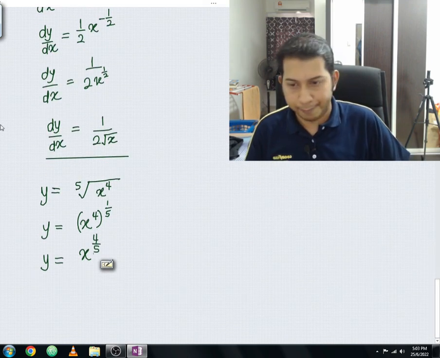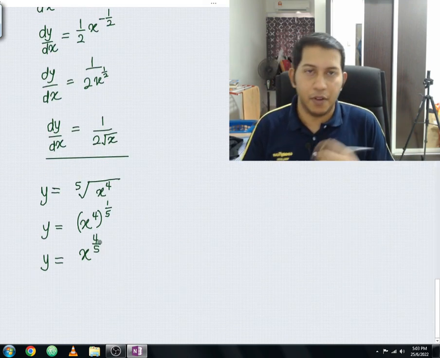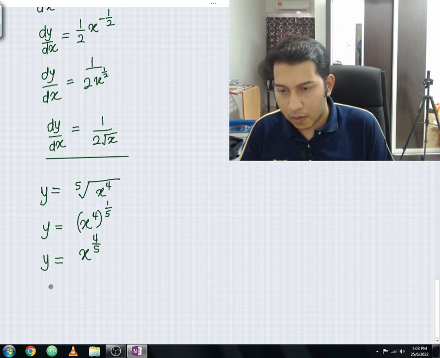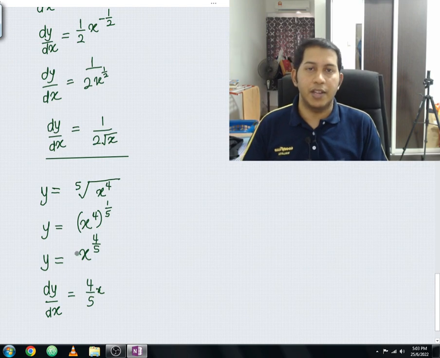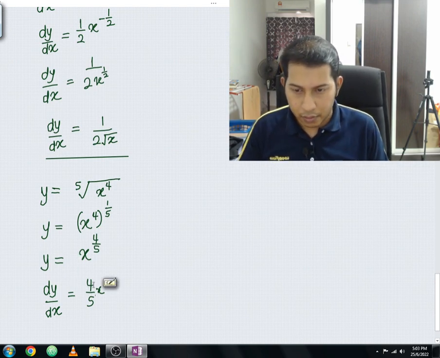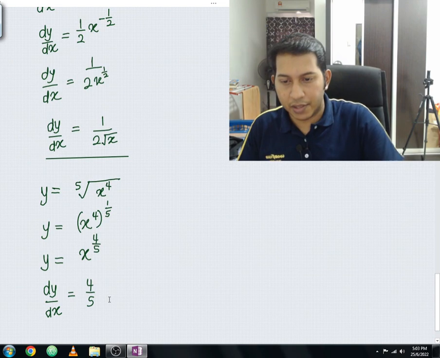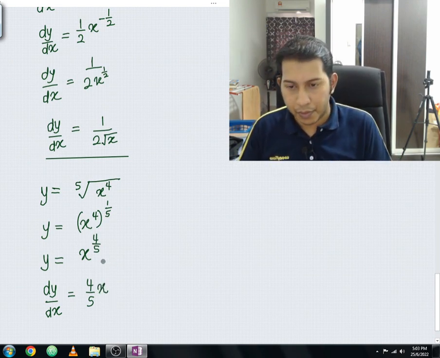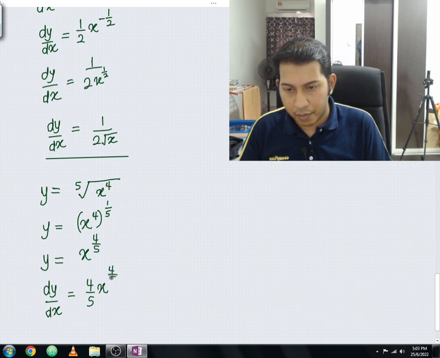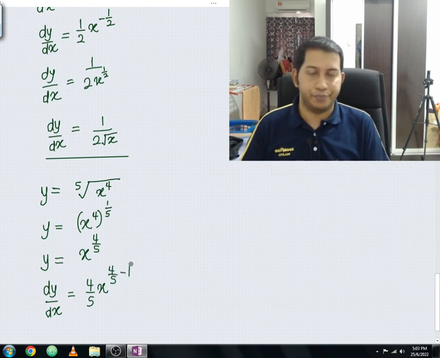So let us solve this. From here, can we perform the differentiation? Yes, we can. So from here, dy/dx will be equals to 4 over 5, because 4 over 5 you times with 1, you get 4 over 5. And then the x you just copy down, and then the power you minus with 1. So 4 over 5 minus 1.